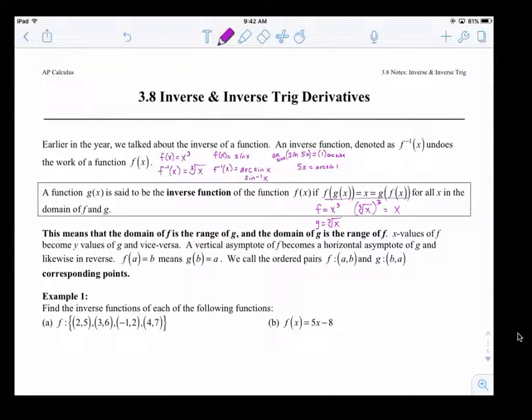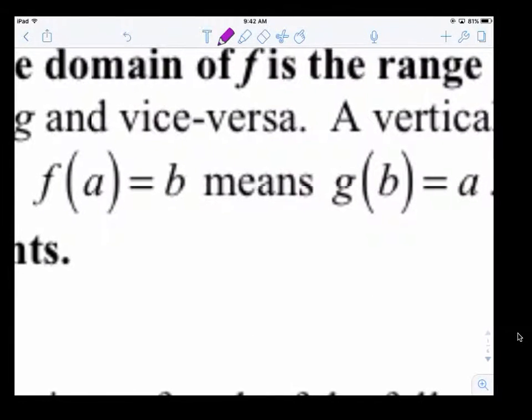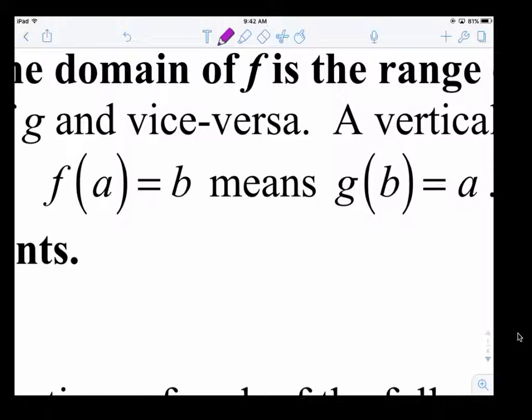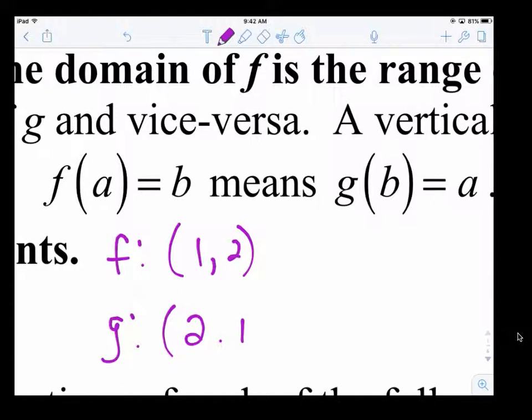This means that the domain of f is the range of g, and the domain of g is the range of f. Everything just switches. If you have a point f of a is equal to b, that means g of b is equal to a. So if I have a point, say 1, 2, and g is the inverse of f, I know that g has a point at 2, 1. The domain of f becomes the range of g, and the range of f becomes the domain of g.